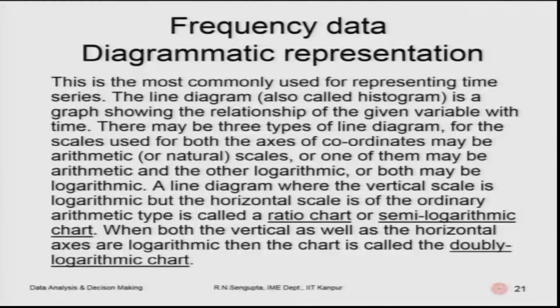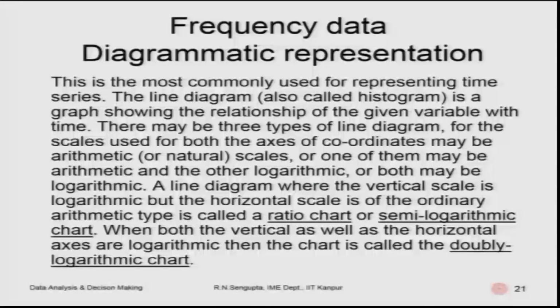Frequency data can also be utilized in a diagrammatic representation. This is the most commonly used for representing time series. The line diagram, also called the histogram, is a graph showing the relationship of the given variable with time. There may be three types of line diagrams, depending on the scale used for both the axes of the coordinate system. They can be in arithmetic or the natural scale. One can be arithmetic, another can be the logarithmic scale, and the third way of representation can be logarithmic to logarithmic scale. A line diagram where the vertical scale is logarithmic but the horizontal scale is of the ordinary type is called the ratio chart or the semi-logarithmic scale.